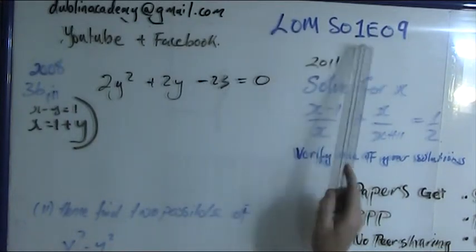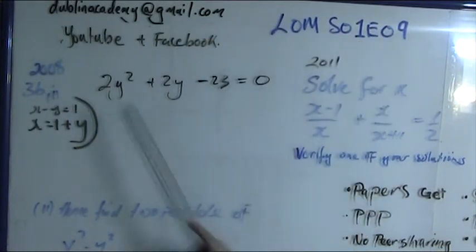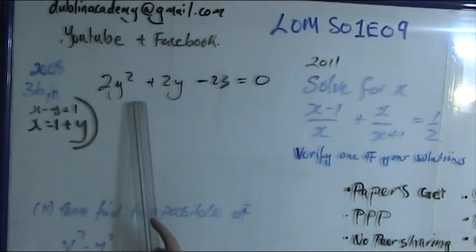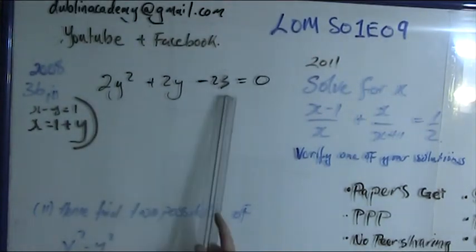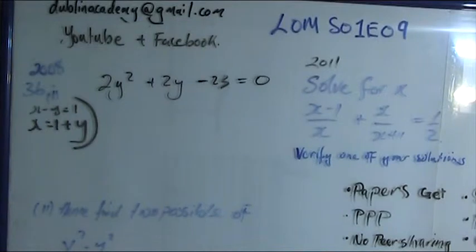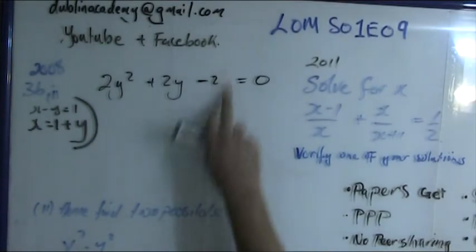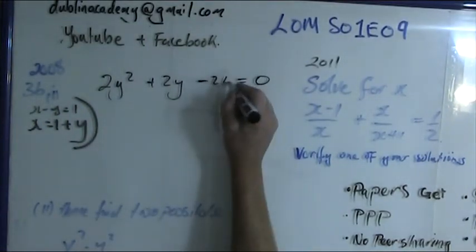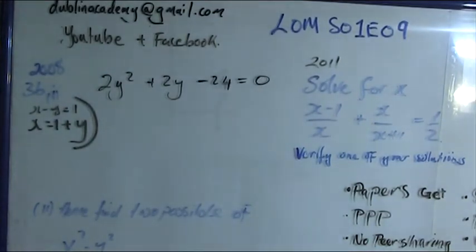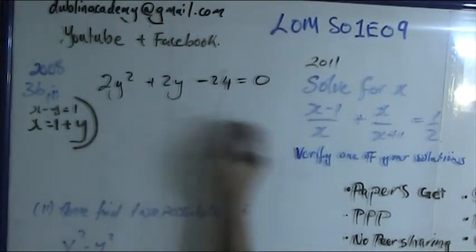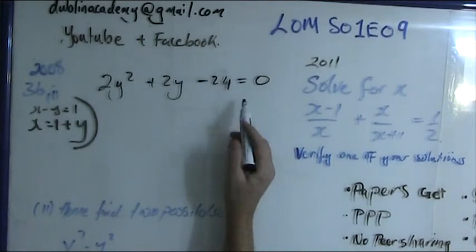Today it's series 1 and episode 9, and I'm just going back over this question that we did the other day. I had minus 23 and it was actually minus 24. So these things do happen, as you can see. Maybe I should have done the question beforehand. But anyway, what we do here, it's a quadratic equation.